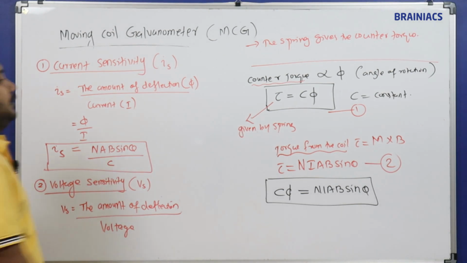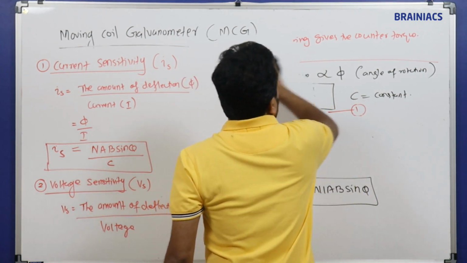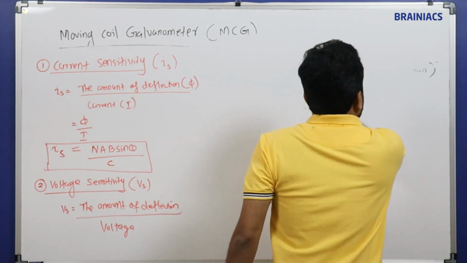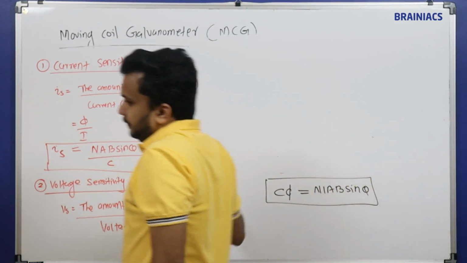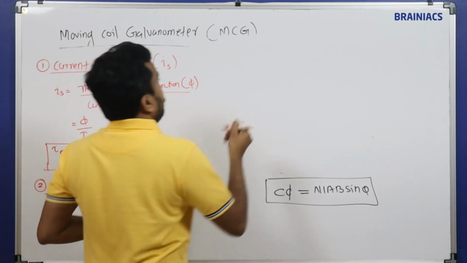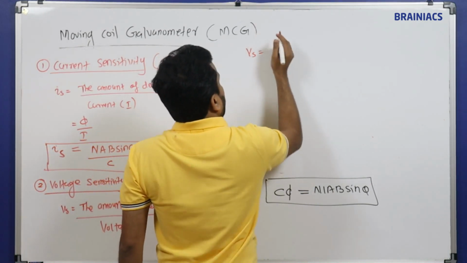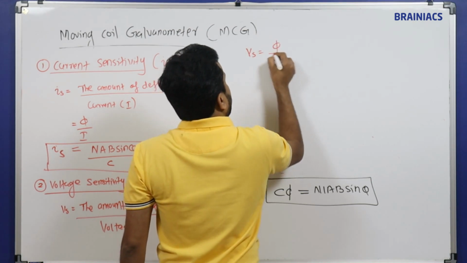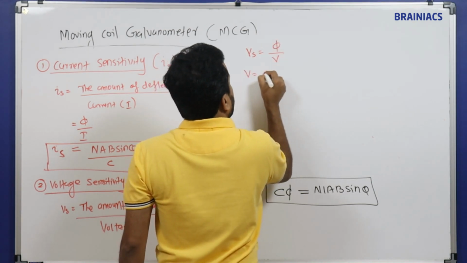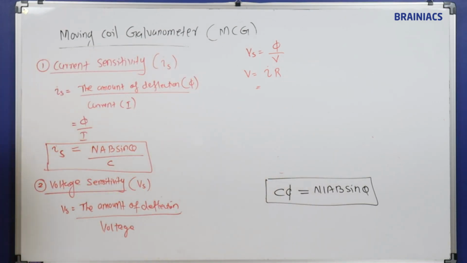So let's go ahead. I'll keep this equation for some time as a reference. Okay, next, Vs will be equal to phi divided by voltage. How to get voltage? Voltage is equal to current into resistance.